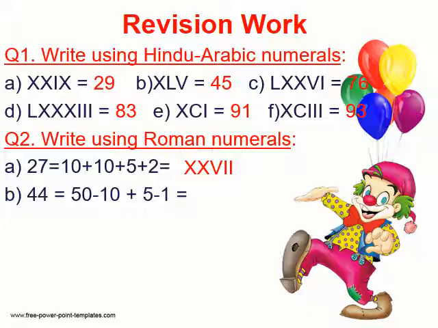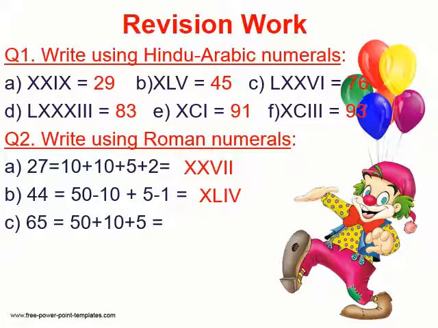Now let's come to the second question, which is 44. So now this is the Hindu-Arabic numeral 44, and children, 44 we can write as 50 minus 10, which is equal to 40, plus 5 minus 1 is equal to 4, so 40 plus 4 is equal to 44. So 44 when written as Roman numeral, it will be XLIV, where the value of the Roman numeral X is 10, the value of the Roman numeral L is 50, the value of the Roman numeral I is 1, and the value of the Roman numeral V is 5.